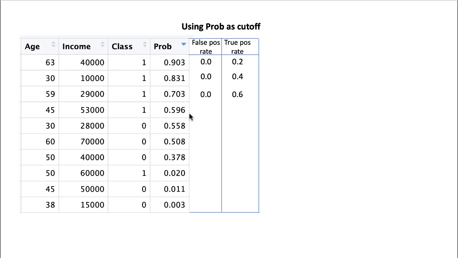Okay. Now, if we go down to the next, using a cutoff of 0.596, right, then our true positive rate becomes 0.8 because we will classify all of these 4 as 1s, and they are all indeed 1s. Okay, so the true positive rate becomes 0.8 and the false positive rate is still 0. Okay, so now we start getting some false positives.